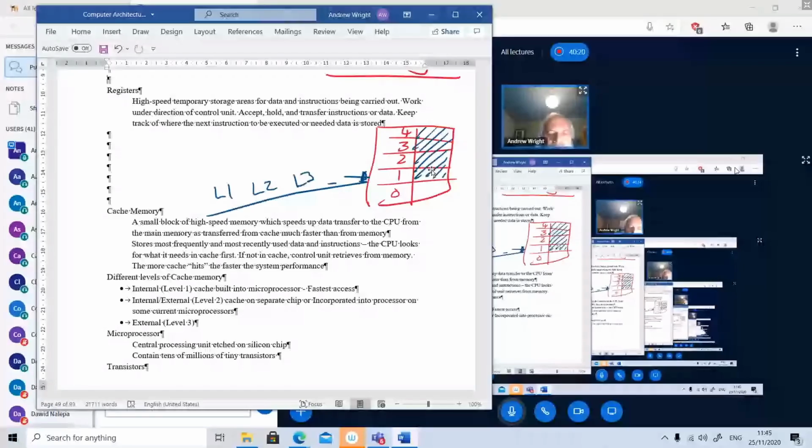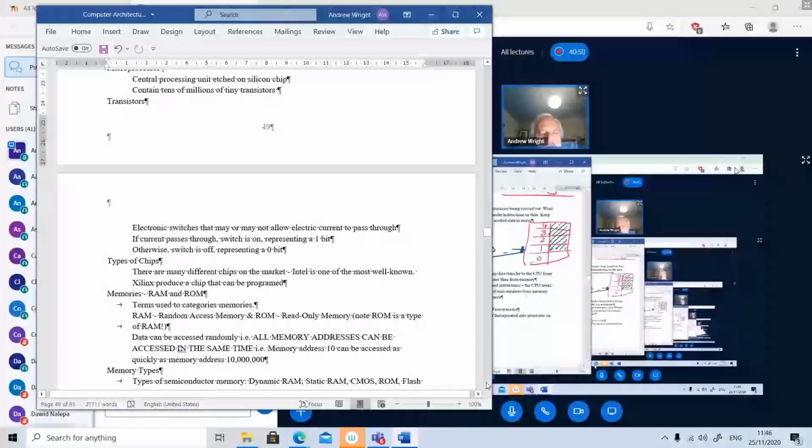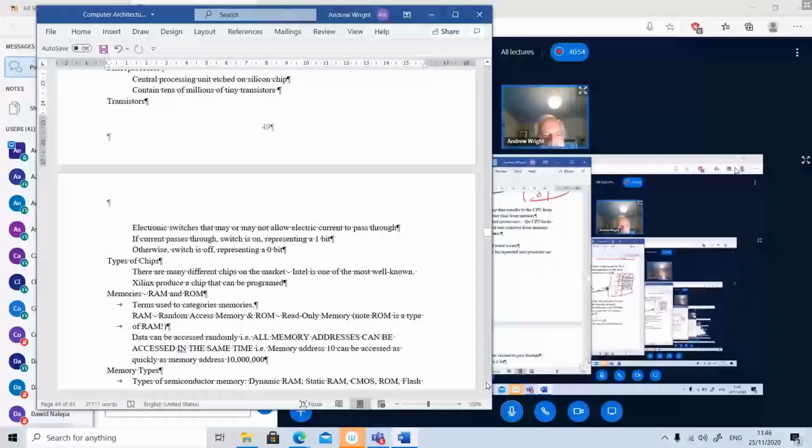There are little ways around it. You might have instructions where you have a jump, and then you just have to start all over again. So it's not foolproof, but it generally works, because instructions or data are usually in a block. Different levels of cache, microprocessors: they're made up of lots of transistors, and the transistors are made up into those gates that we've been looking at. So within the chip of your CPU, there are millions of gates.